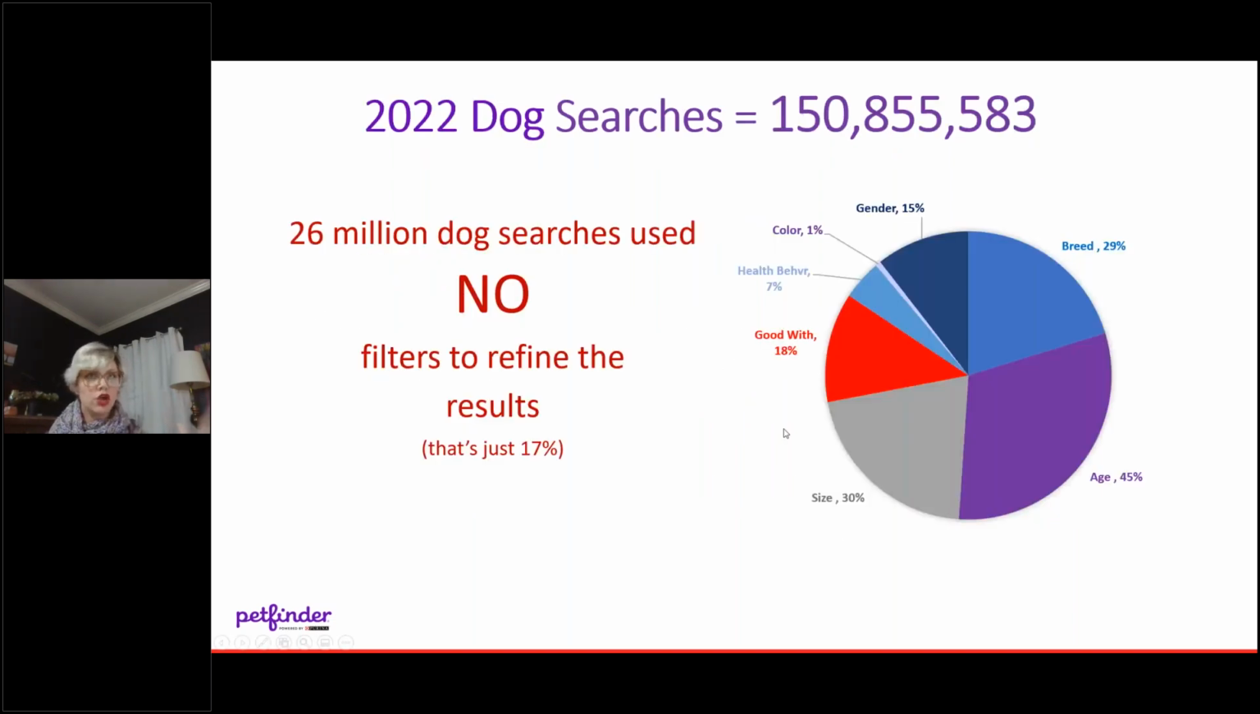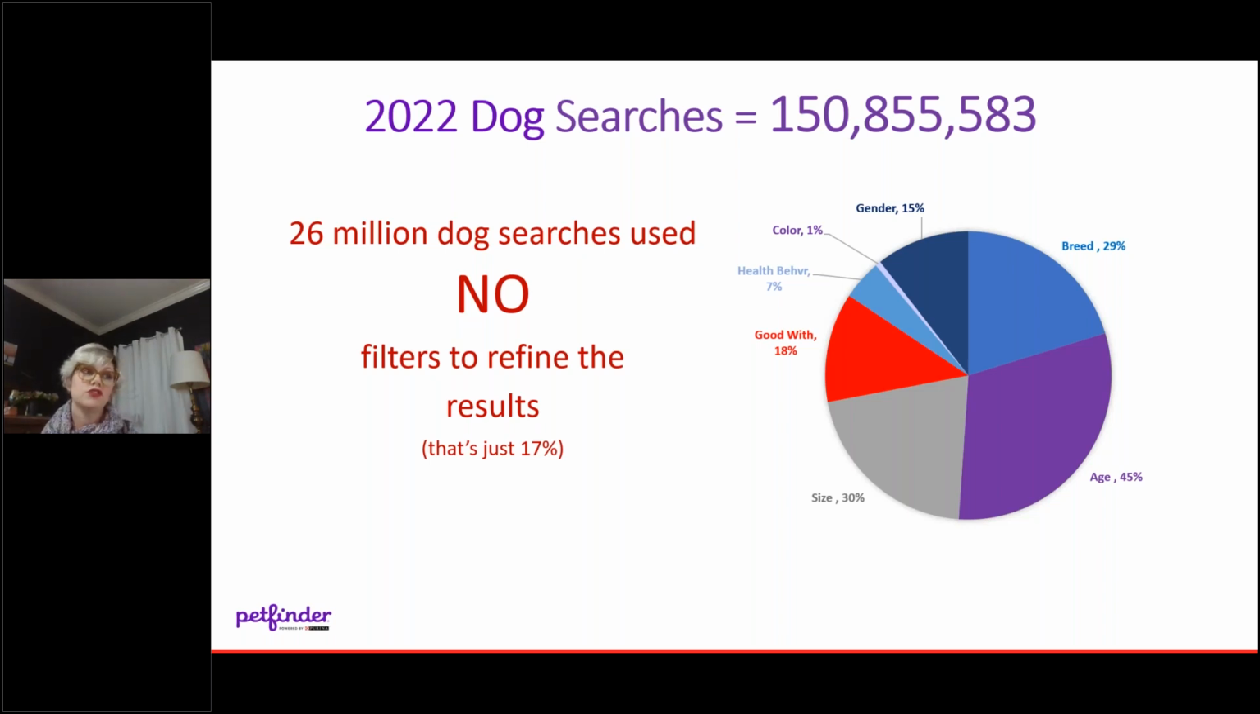But if we go into dog specifically, the dog cat side, there were 150 million searches for dogs on site last year, in 2022. 26 million of those used no search filter to refine their results. So that's just 17%, but considering that we have such a huge amount of pet searches happening, just 17% is still 26 million. I think that's worth noting.